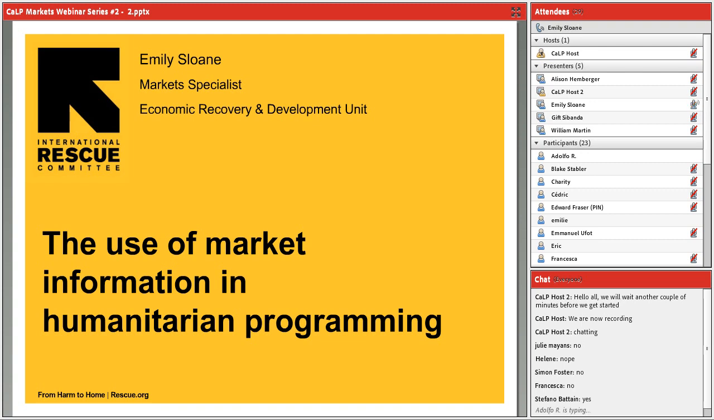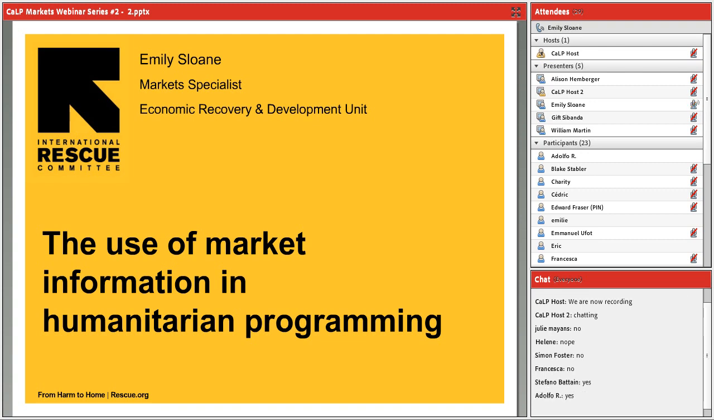Okay, great. So as Isabel mentioned at the beginning, response analysis is a bit broader than market analysis per se. But for the purposes of my presentation, I'm really focused on the market-related information portion of response analysis. So as Isabel said, at IRC we're currently doing some research and implementing a project that's really focused on making sure that markets are considered during response analysis.